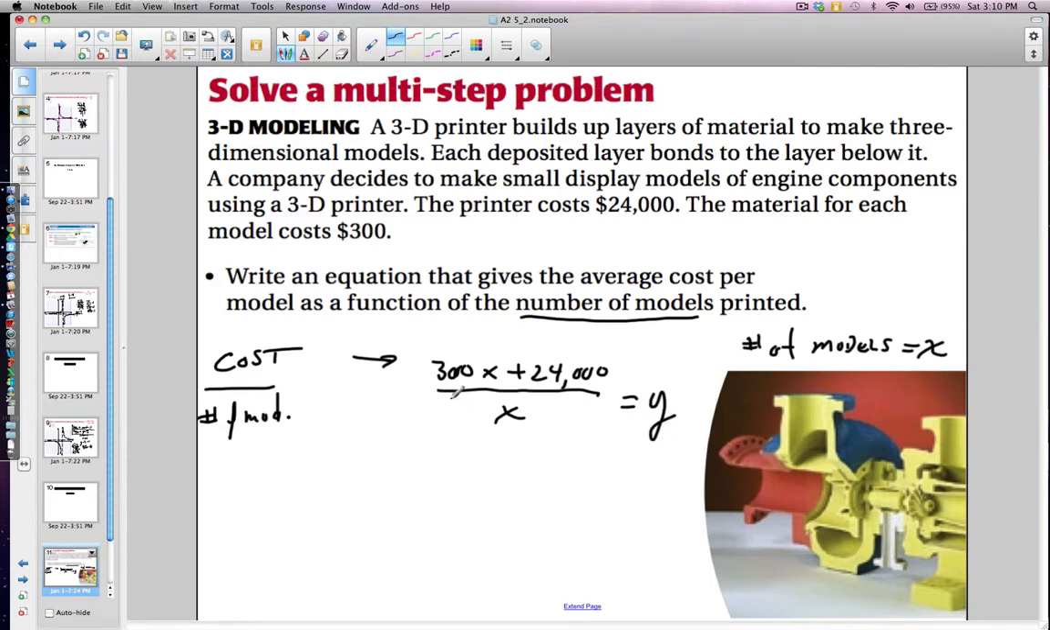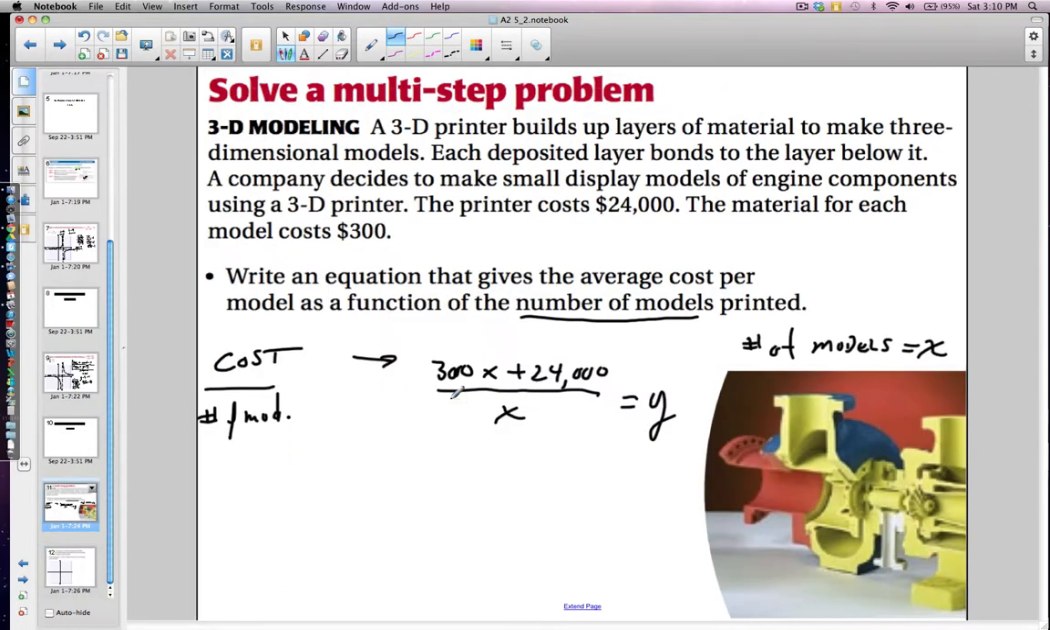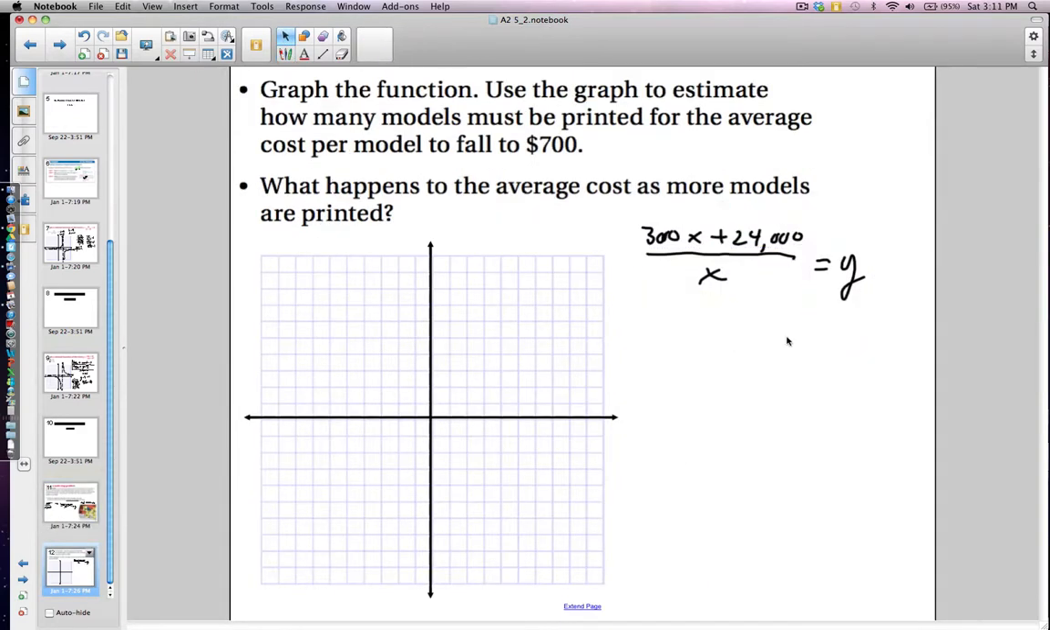Okay, so now the next step in this problem is they want me to graph the function. So I'm going to go ahead and copy this. So here's my function, and I would want to see now which of the models does this match. So let's go back and take a look at those models really quick.